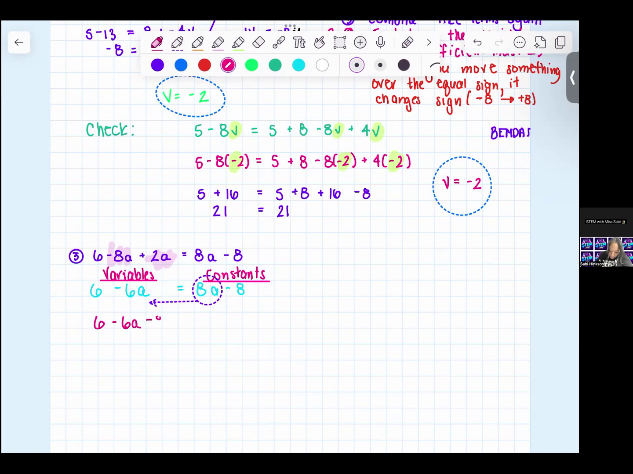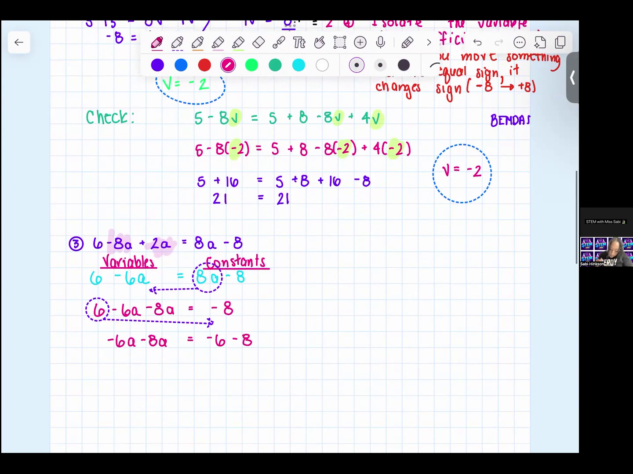So I have 6 minus 6a. When I bring over the 8a, it becomes negative 8a. And on the right, I still have that negative 8. I am still in the process of moving, so I'm going to move that 6 because I want constants on the right. So I have negative 6a minus 8a is equal to, so when I bring over the positive 6, it becomes negative 6. So then I have negative 6 minus 8.